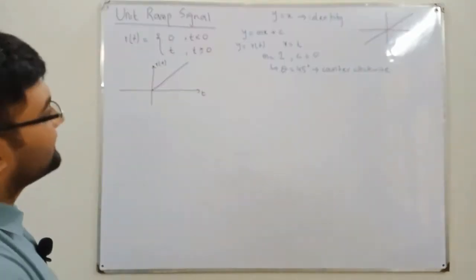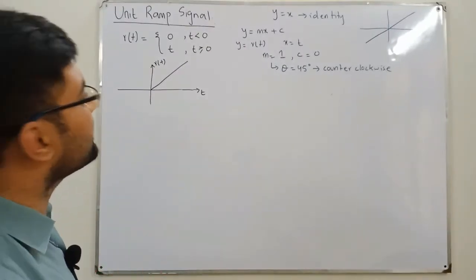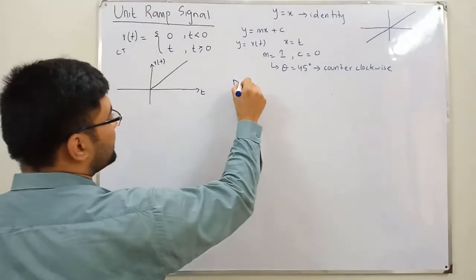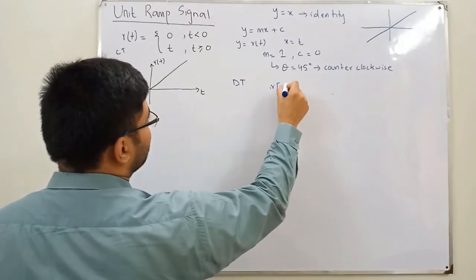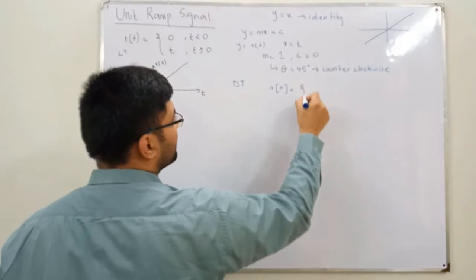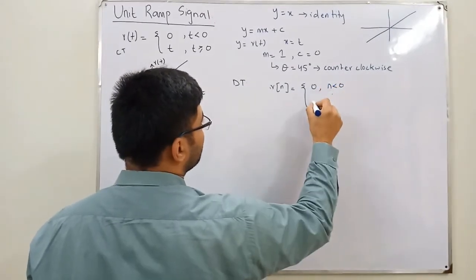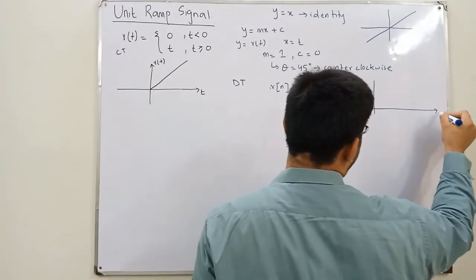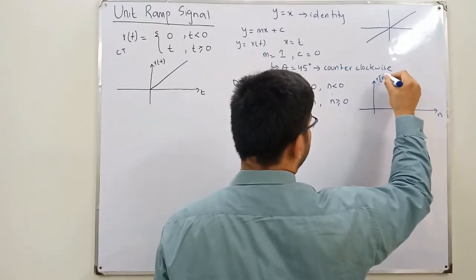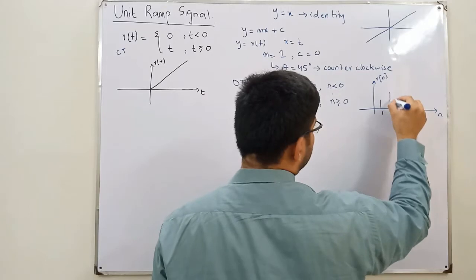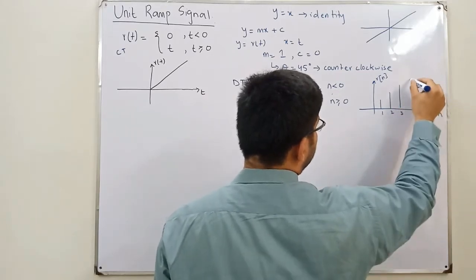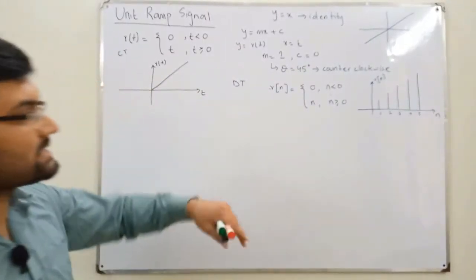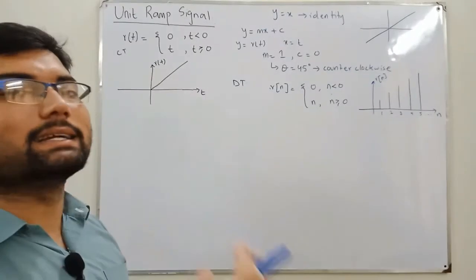That's about it. Now, similarly, you can also have it in the discrete time domain. This I told you for the continuous time. If you have the discrete time, then r of n would be 0 for n less than 0, and it would be n for n greater than or equal to 0. And how do you draw it graphically? It would be like this. If these are the values of n, this is the value for r of n, so you have a gradually increasing function. This is 1, this is 2, 3, 4, 5, and so on. So have a look, this is just a staircase, increasing gradually.